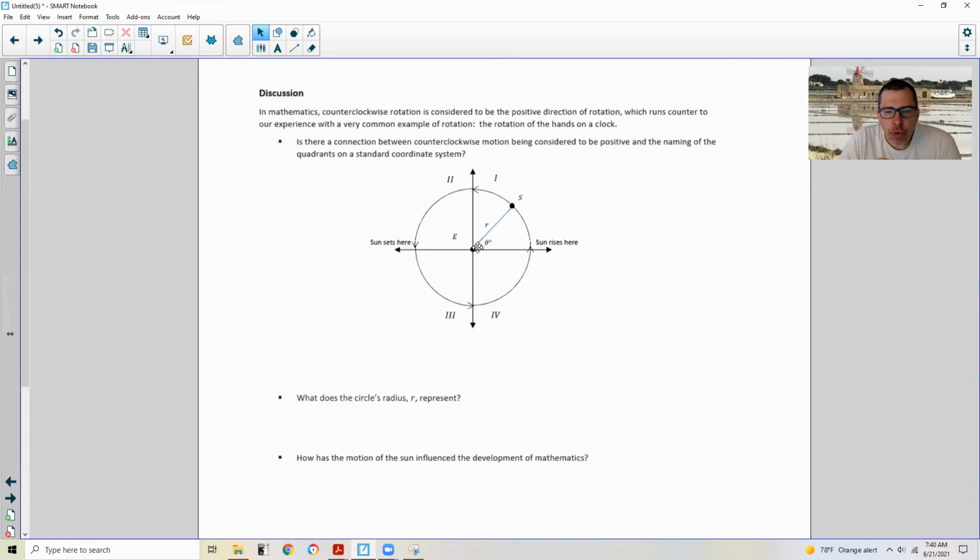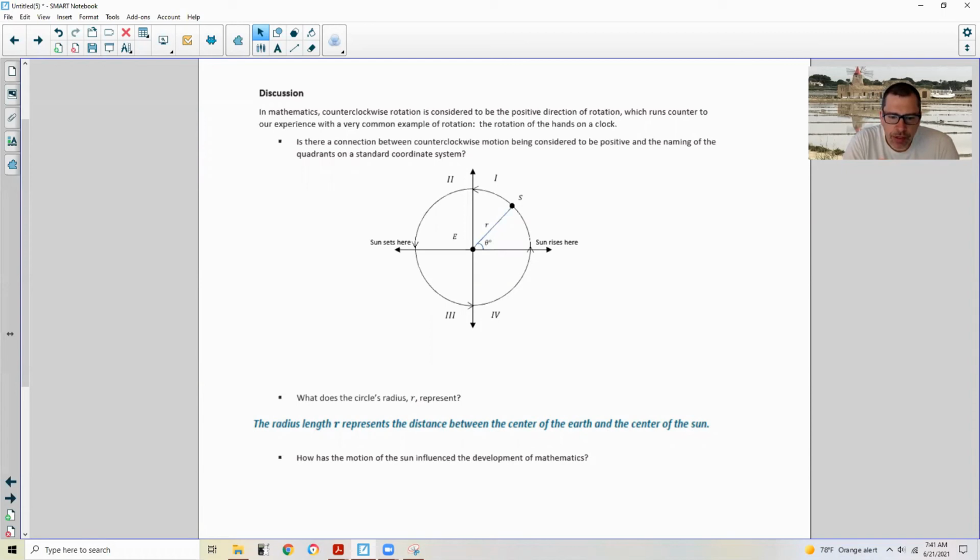24 divided by 4 is 6. So there are 6 hours in each quarter. So say that this is 6 a.m., this would be noon, this would be 6 p.m., this would be midnight, and then 6 a.m. again. So what does the circle's radius represent? The radius length r represents the distance between the center of the earth and the center of the sun.